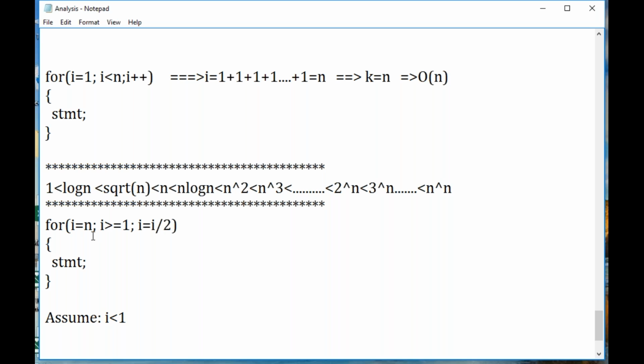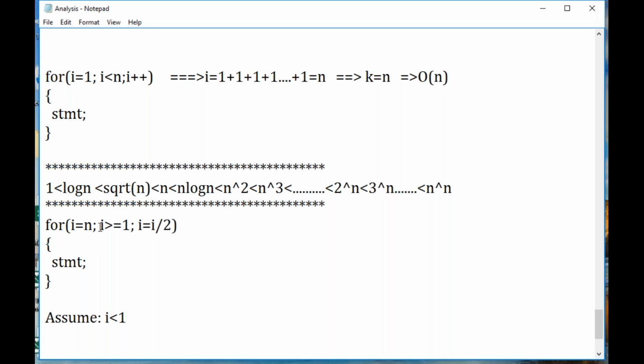Okay, guys, listen. Let us assume this scenario where we take my I value from n and go to greater than or equal to 1. For each and every iteration, I'm going to divide my I value by 2. Whenever my I value is less than 1, it's going to break off. This is the condition. Now we'll trace this one.